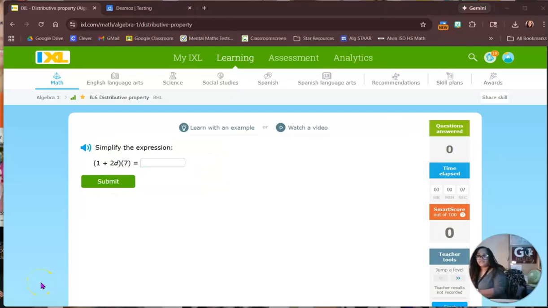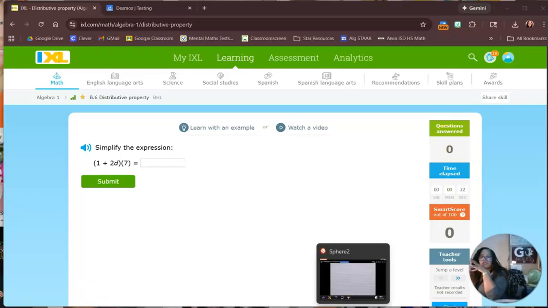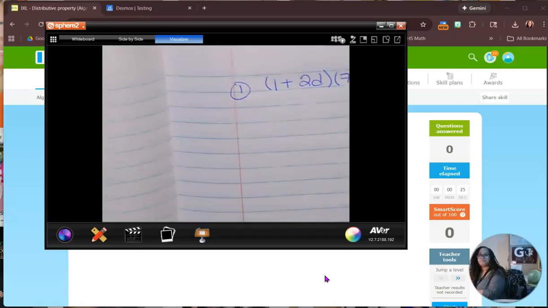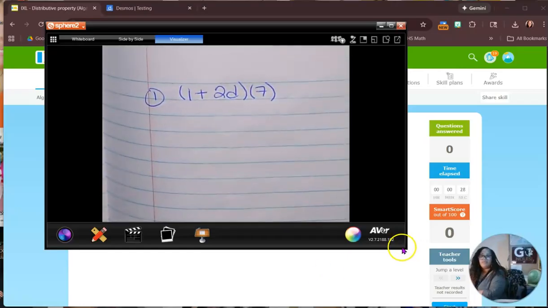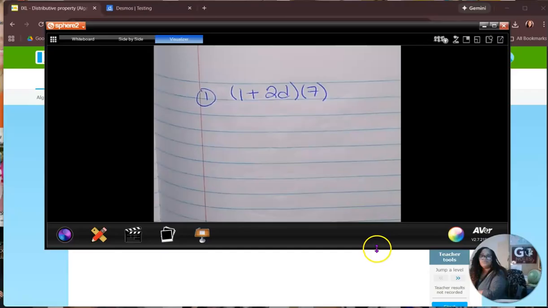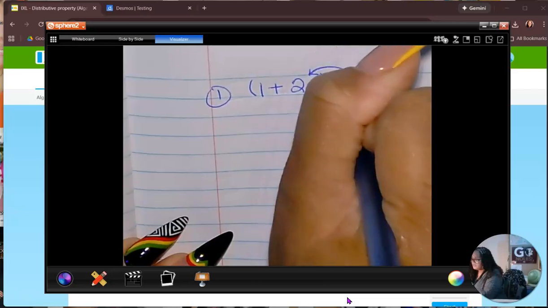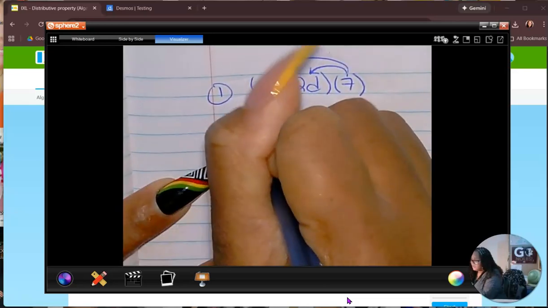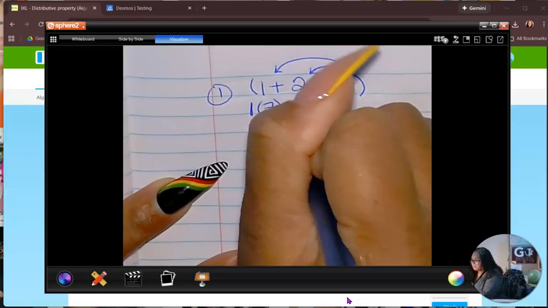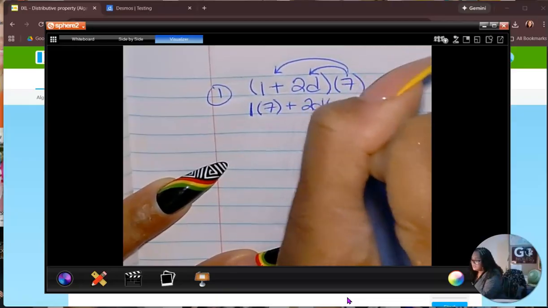Okay, now we're doing the lesson with the distributive property, and the problem starts off with 1 plus 2d as a quantity times 7. The parentheses are just there to tell you to multiply. So here's my problem. Let me make this slightly larger. This is where I distribute. So the 7 gets multiplied by the 2d and the 1. This is 1 times 7. Bring down your plus sign. This is 2d times 7.